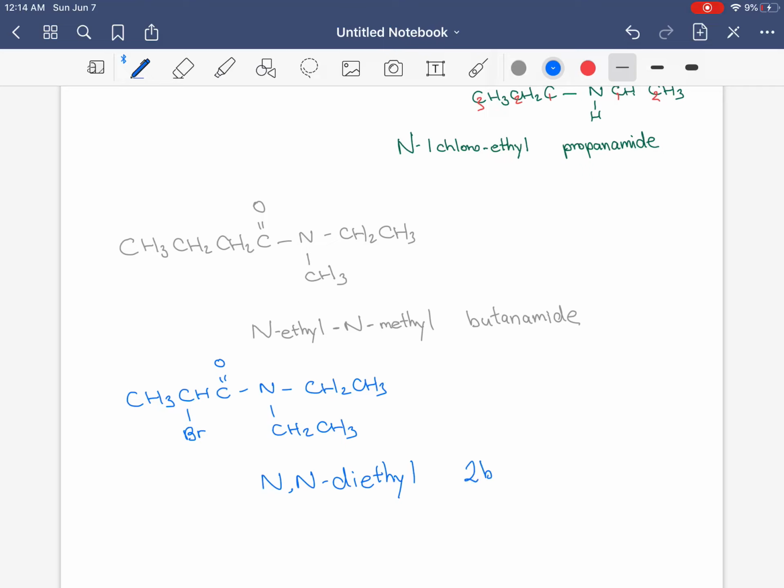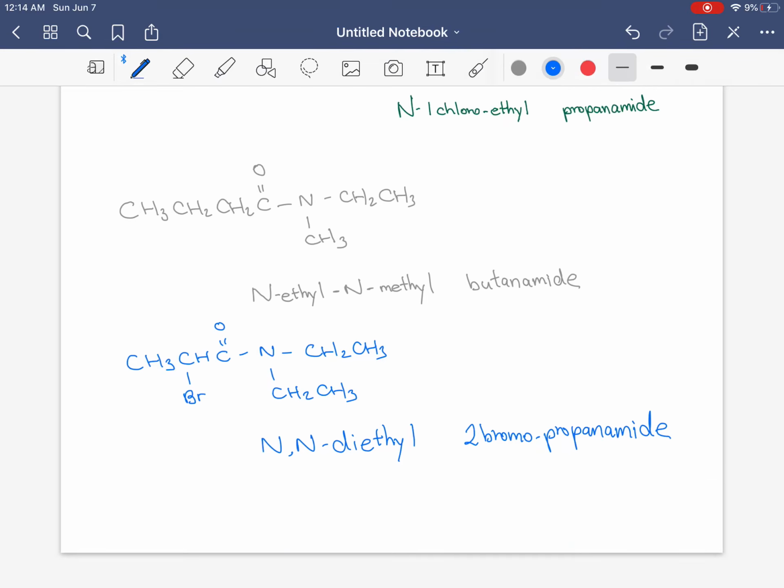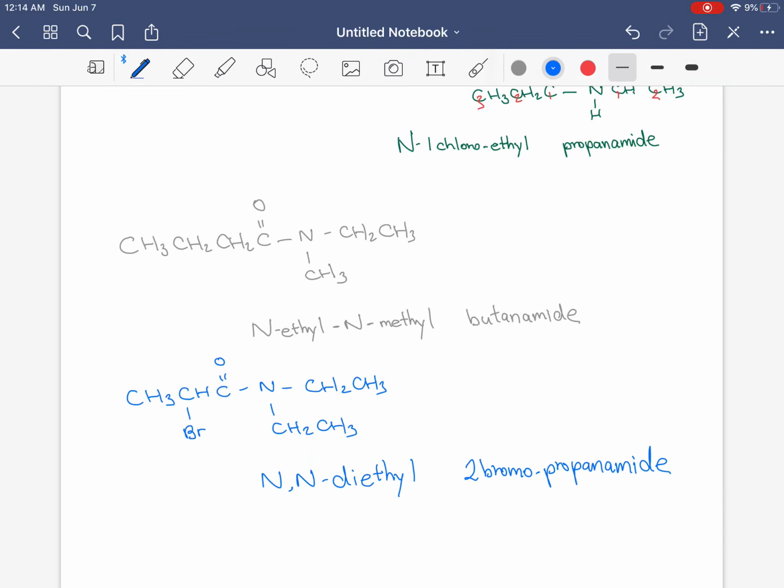space, 2-bromo, okay, propanamide. All right. This is hopefully not something that you will have too much struggle on, I hope. Okay. Now, let's do one more.